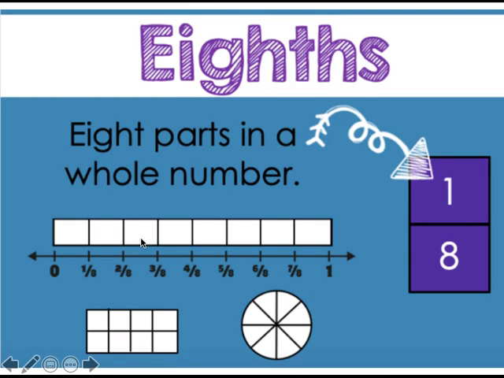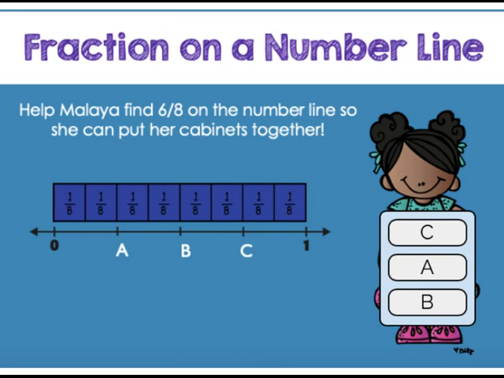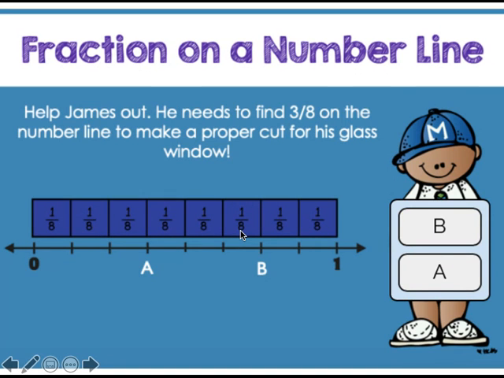And 8ths. We're going to go into 8ths. 1/8. And it says, help Malaya find 6/8 on the number line so she can put her cabinets together. 6 of these guys. 1, 2, 3, 4, 5. It should be C. Good.